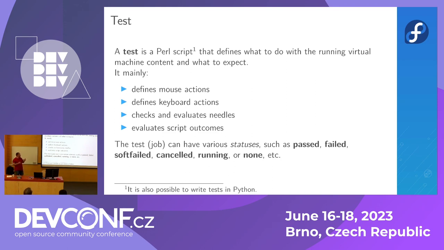So it mainly defines mouse and keyboard actions, and it checks and evaluates the needles. We are going to talk about the needles a little bit later, so you will know what that is. And it evaluates what you say you expect in the test script, so then you can compare it to what you get in the virtual machine. And of course, the test or the job can end with various statuses, such as passed, failed, soft failed, cancelled, and so on.